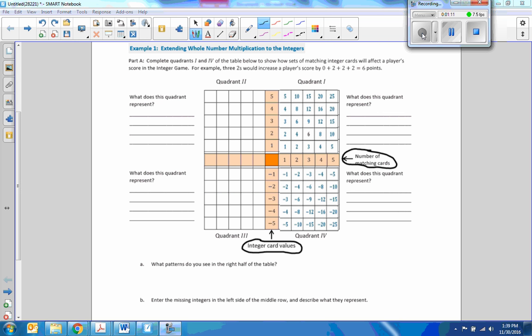Okay, so here's quadrant 1 and quadrant 4 completed, and part A says, what patterns do you see in the right half of the table? If you look, this is 1, and if I go down here, it's negative 1, 2, negative 2, 3, negative 3, 25, way down here, negative 25. So they are additive inverses, that's one way I could describe that. Or their absolute values are equal.